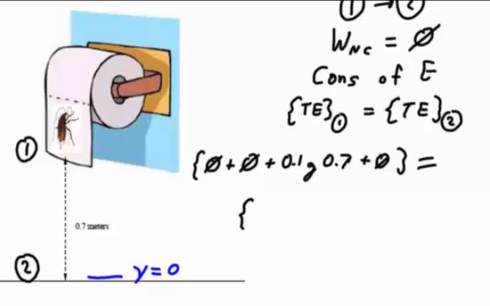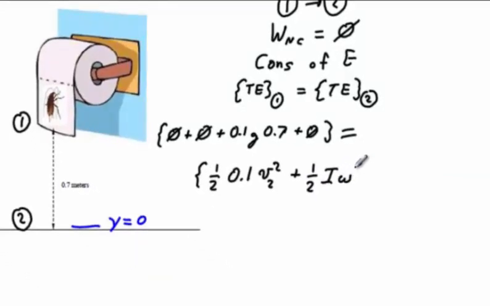Asking ourselves the same 4 questions, we find that, number 1, indeed there is translational kinetic energy at moment 2. This is 1/2 the mass of the roach times the velocity of the roach at moment 2 squared. There is also rotational kinetic energy at moment 2. This will be of an amount 1/2 moment of inertia times angular velocity squared. There is no longer any gravitational potential energy since the roach has reached the floor, and there's still no spring.